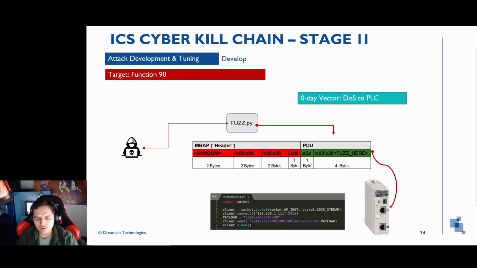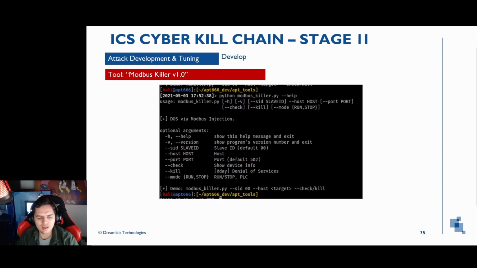In our controlled environment, requests were sent to our PLC using only function 90, which is 5A in hexadecimal, but with random data. Finally, it was possible to generate a denial of service condition by sending 2 null bytes, as you can see here, in the subfunction read a memory block. Finally, a tool was developed for this attack, which we call Modbus Killer.